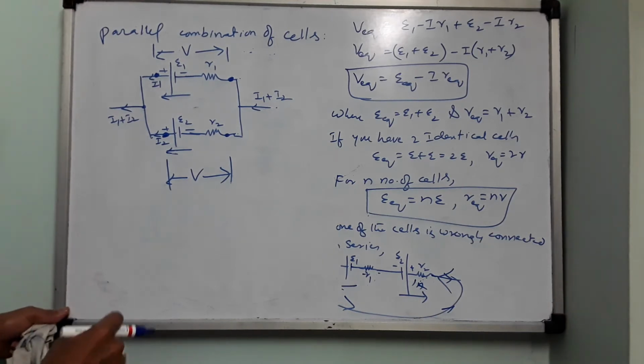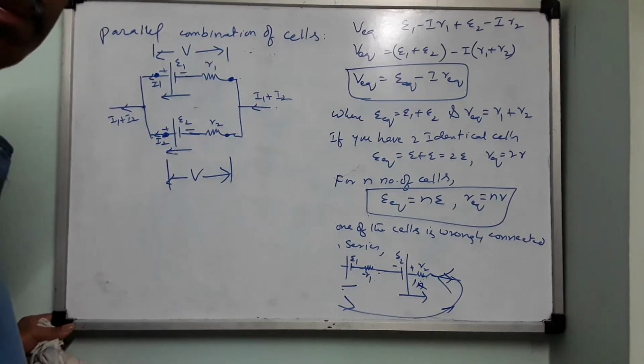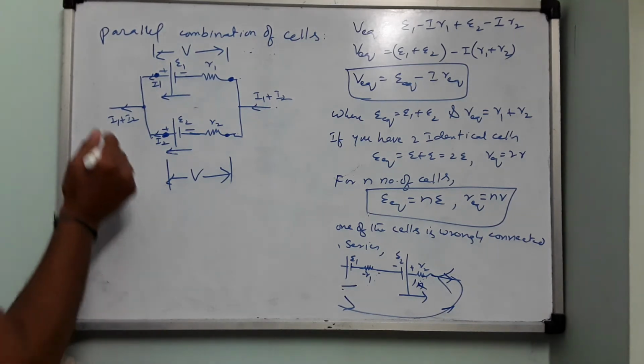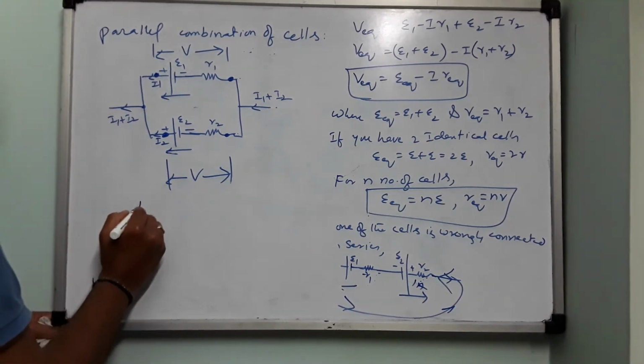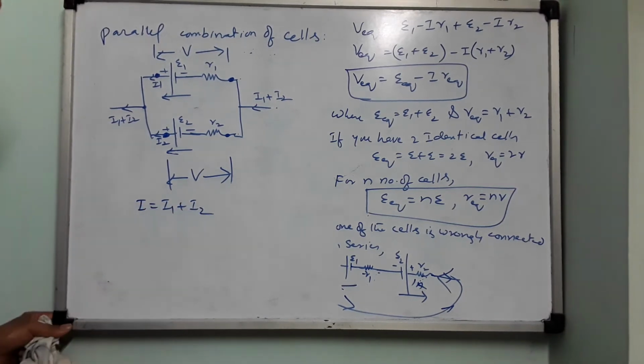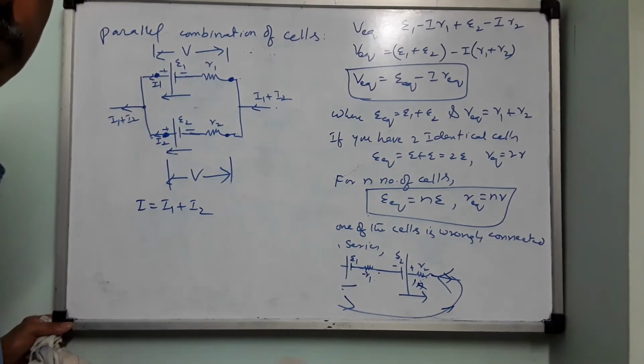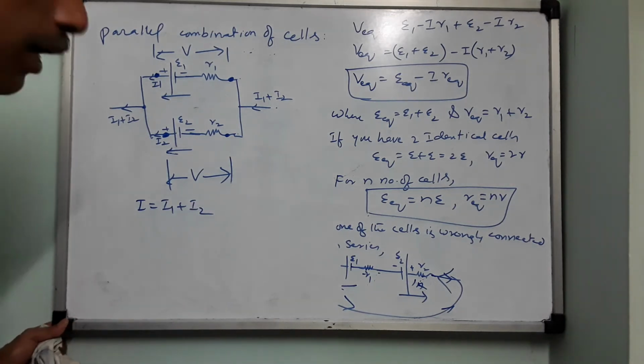Okay. Same concept: when resistors are in parallel, the potential difference will be the same. Similarly, when the cells are in parallel, the potential difference will be the same, but the current will be different. So net current I equals I1 plus I2. Very simple. In the previous derivation, we started with V equals V1 plus V2 because they were in series. Now as they are in parallel, it is I equals I1 plus I2.